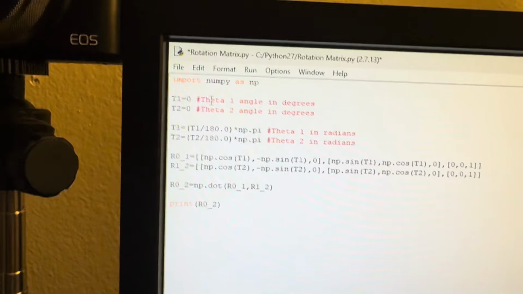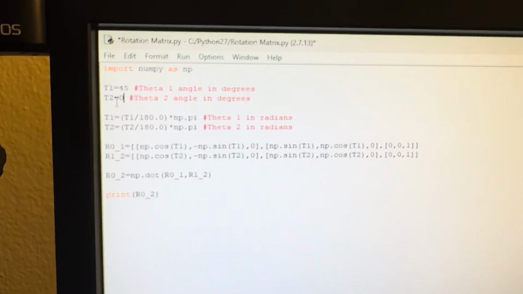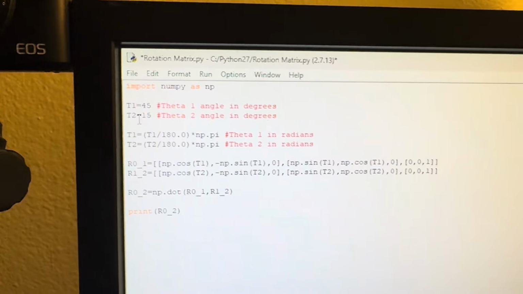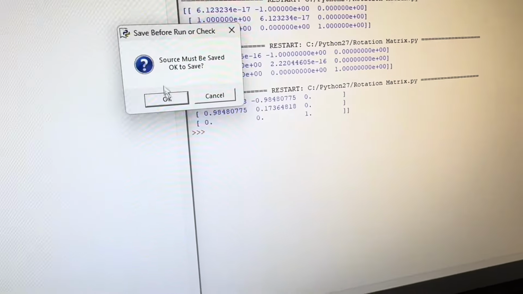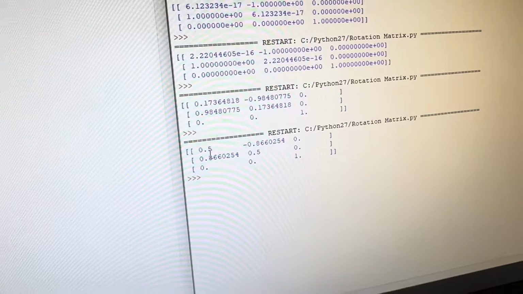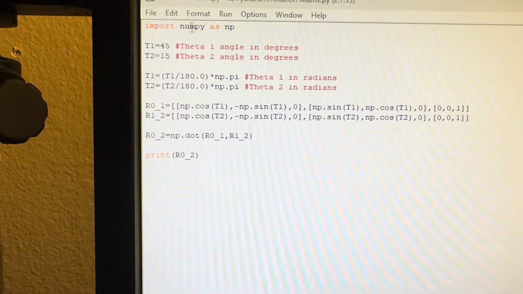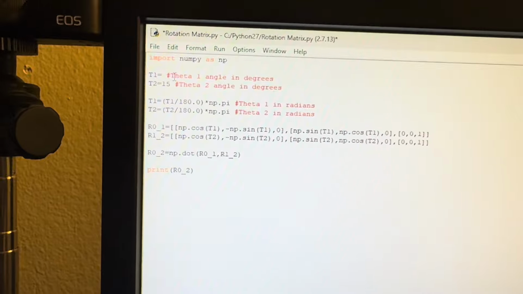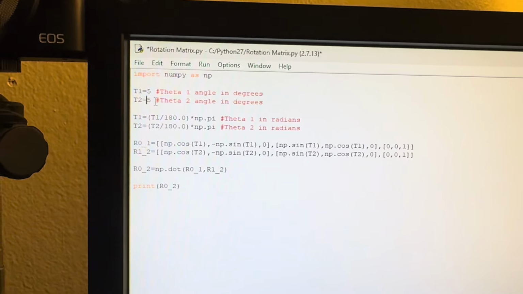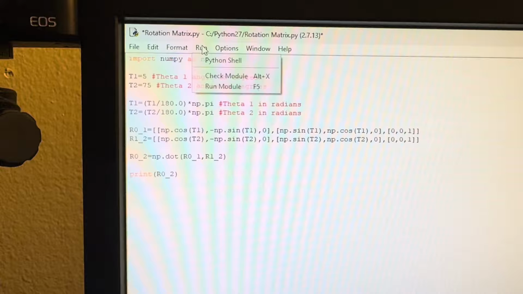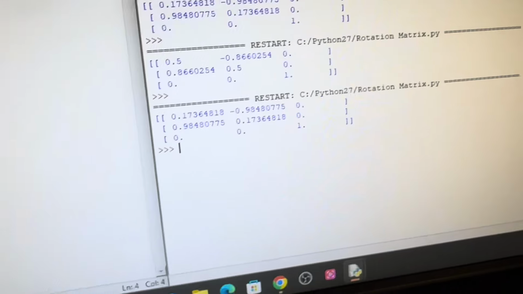So here I'll do 45, and I'll do this one at 15. I'll run it, save it, and then it gives us the new product matrix. Now I'll change it one more time. So I'll do 5 for theta 1 and 75 for theta 2. And we run it, save it, and it gives us the new product matrix.